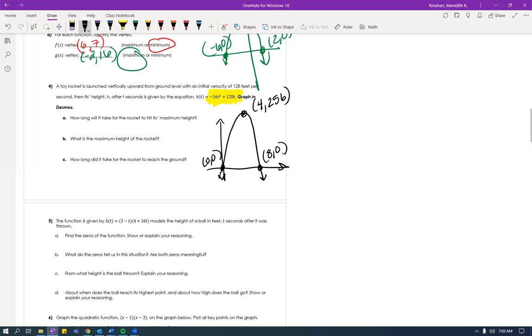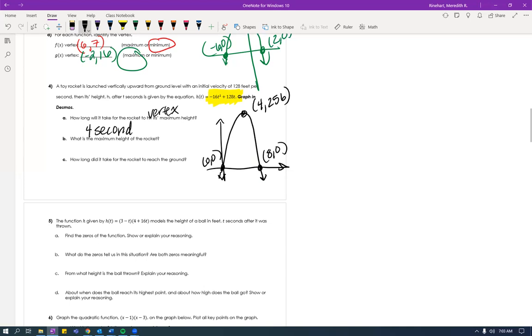Okay, so it says a toy rocket is launched vertically upward from the ground level with an initial velocity of 128 feet per second. Then its height h after 2 seconds is given by this equation. How long will it take for the rocket to hit its maximum height? Here at the vertex is what we're going to use for this. Our maximum height is 256 feet, and it happens at 4 seconds.